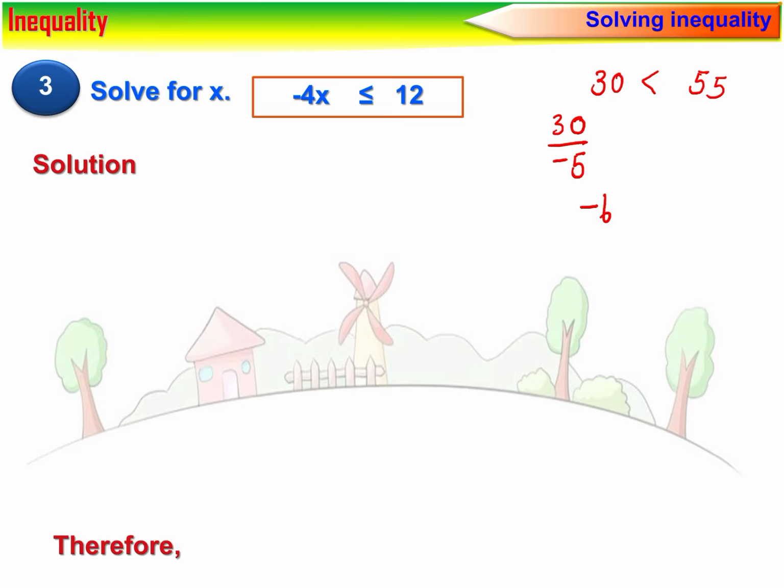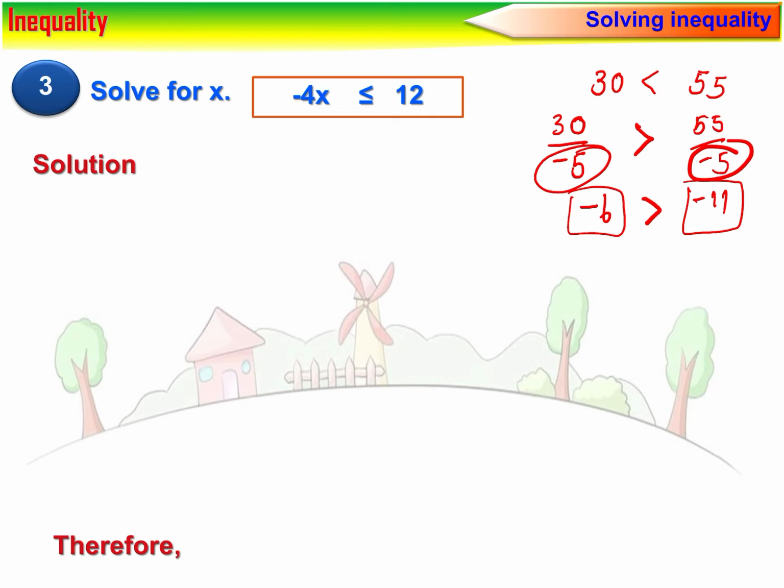30 divided by minus 5, you have minus 6. And then when you solve any equation or inequality, when you do something with the left hand side you have to do the same thing with the right hand side, right? So the left hand side divided by minus 5, the right hand side you just take 55 divided by minus 5. What will you get? Minus 11. But if you compare between minus 6 and minus 11, what will happen? Negative 6 less than negative 11, right? No, negative 6 greater than negative 11.